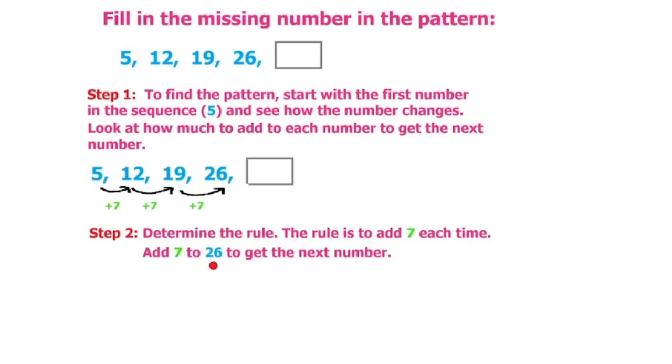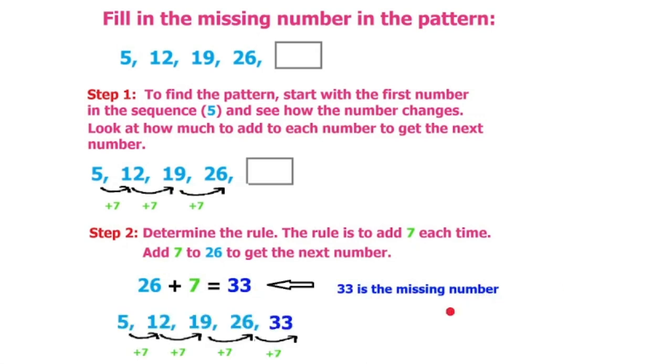Add 7 to 26 to get the next number. So the next number is 26 plus 7, which is 33. 33 is the missing number. So this is how the pattern looks, right? You add 7 each time, and 33 is the missing number. And that's how you do this problem.